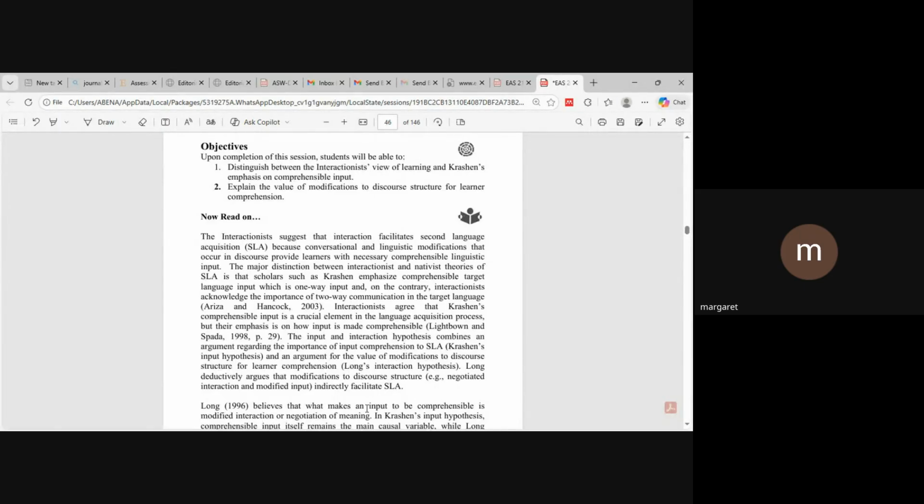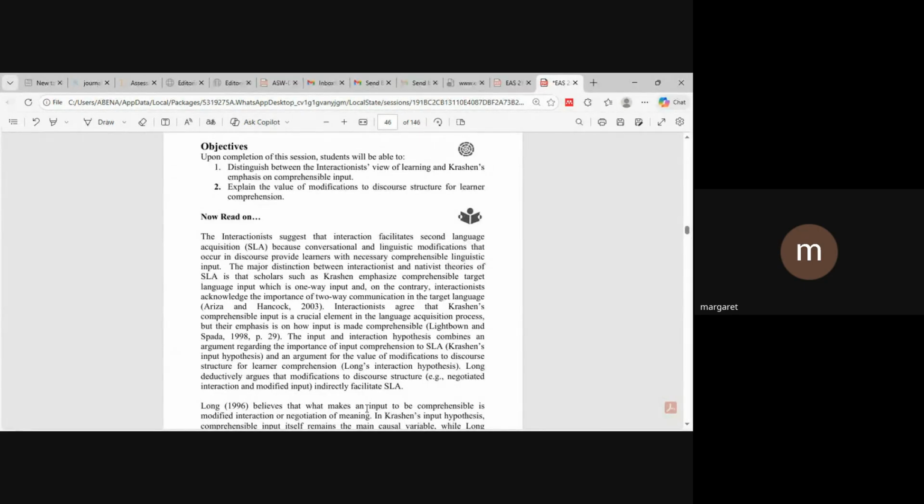Interactionists agree that comprehensible input is a crucial element, but they believe that input alone is not fundamental. If you give the person the input, that doesn't mean that is the optimum way of learning a language. The learner should get an environment where they can interact with what you have given to them. So in this sense, input and interaction must work together.